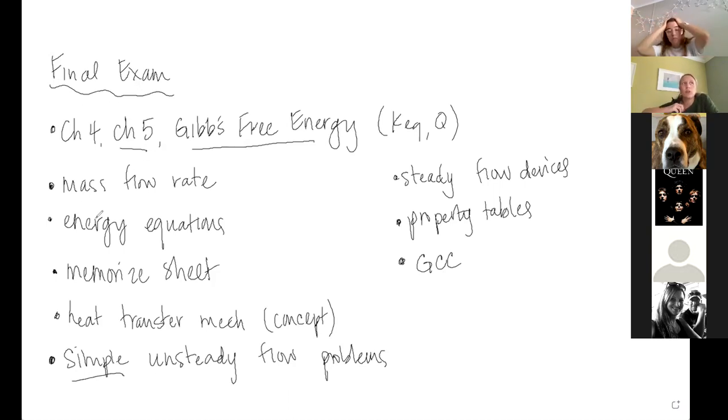Chapter 4 was really focused more on using the property tables and looking at closed systems. So chapter 5 was looking at open systems, steady and unsteady devices. Chapter 4 was looking at closed systems. So make sure that you are comfortable going all the way back to chapter 4, which was a little simpler than chapter 5, and just making sure that you still are comfortable with that.